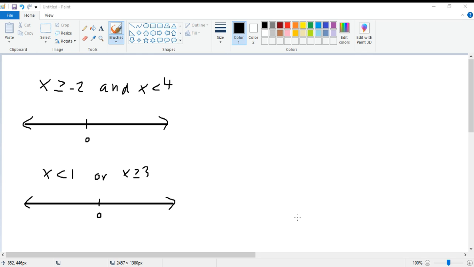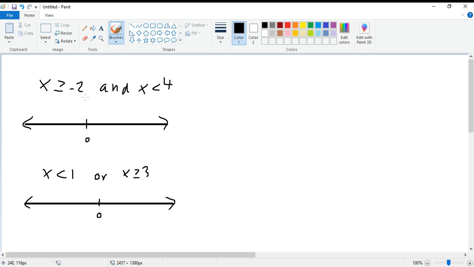Hi, in this video we're going to talk about solving compound inequalities. The first couple examples, the directions say to write this in interval notation. Let's start with a graph. X is greater than or equal to -2 and X is less than 4.